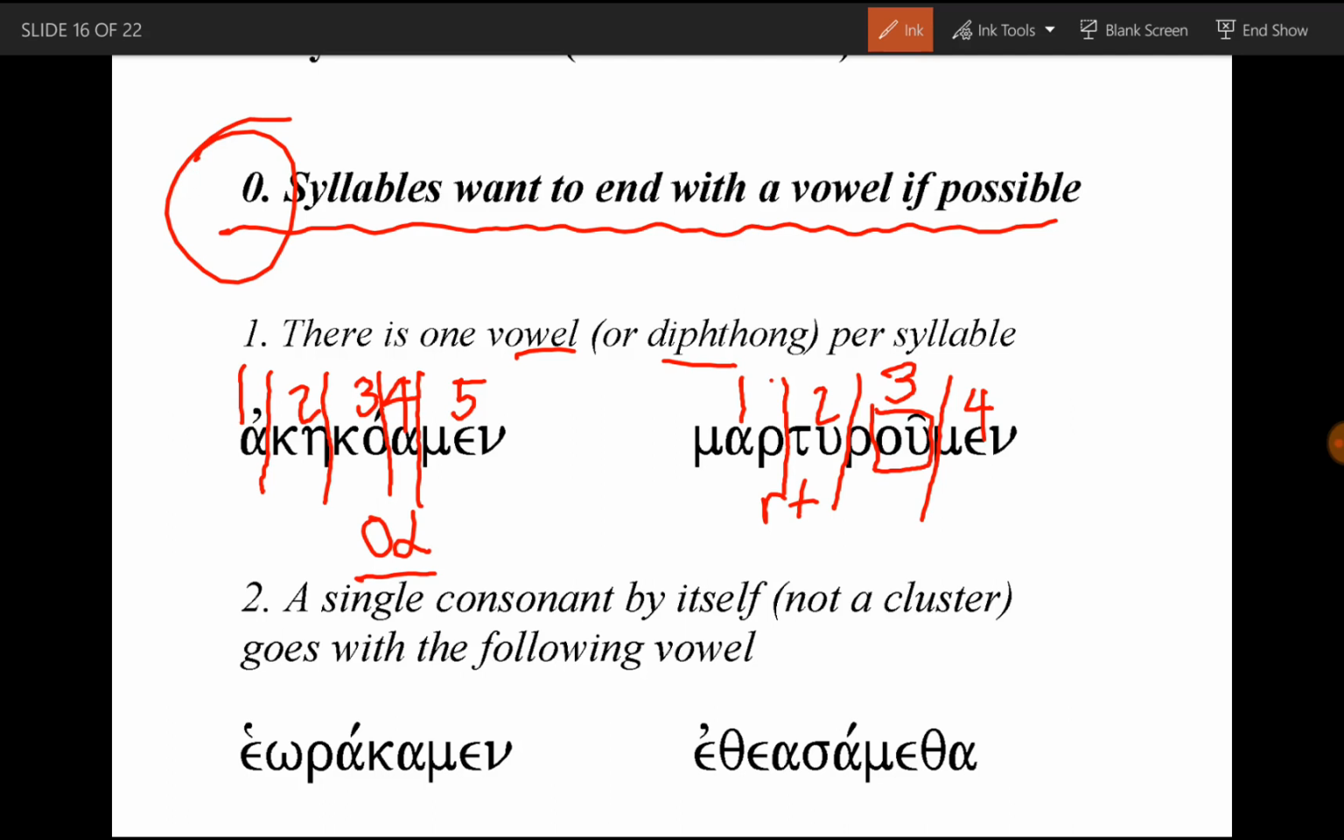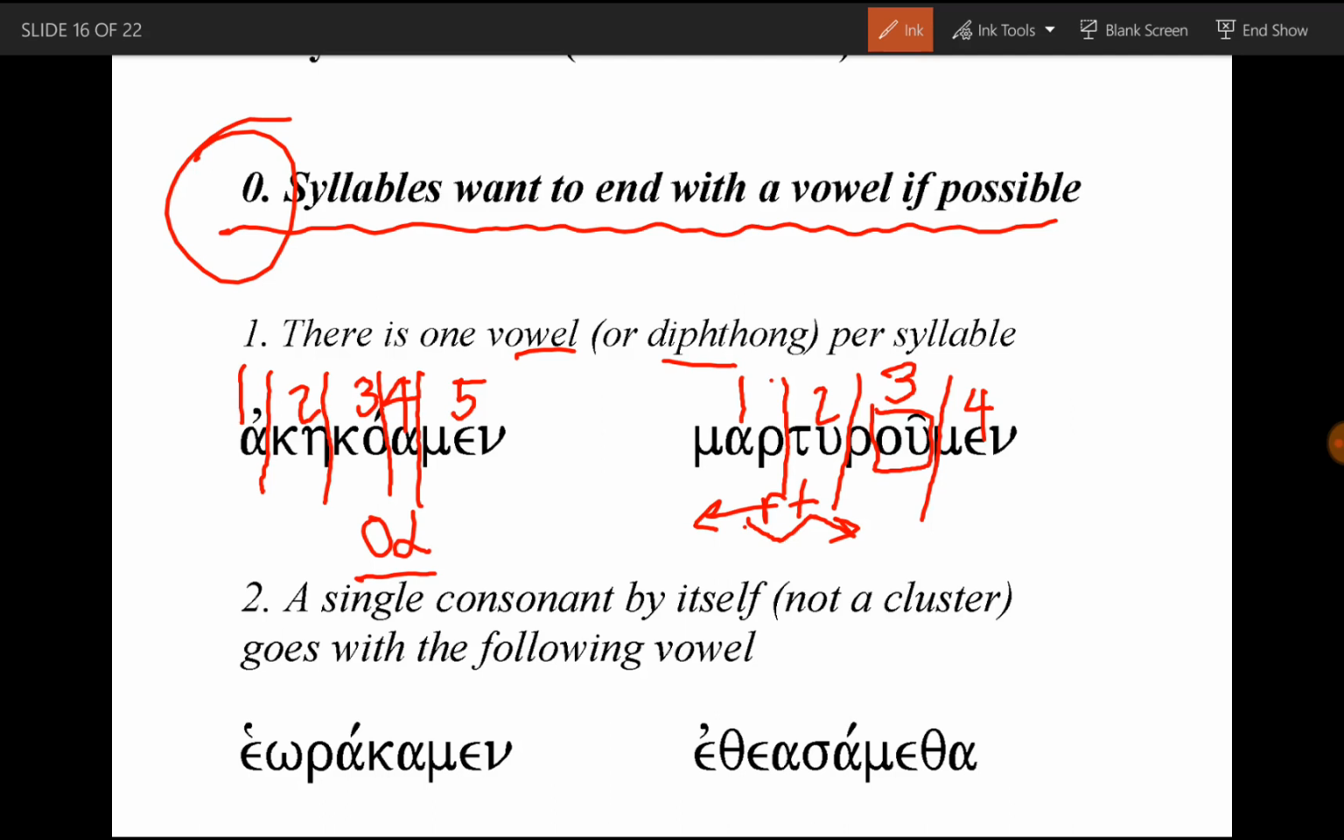So we went over rule 0: syllables want to end with a vowel if possible. But here we got a case where it was not possible. One consonant went with one syllable, and the other consonant started the other syllable because they can't be read together. And then there is the rule that there is one vowel or diphthong per syllable. The second rule is that a single consonant by itself, not a cluster, goes with the following vowel.